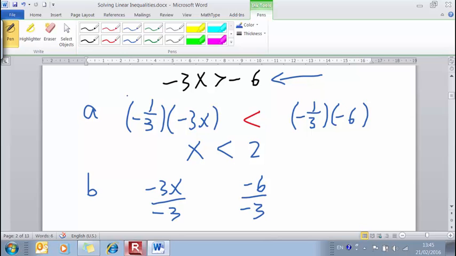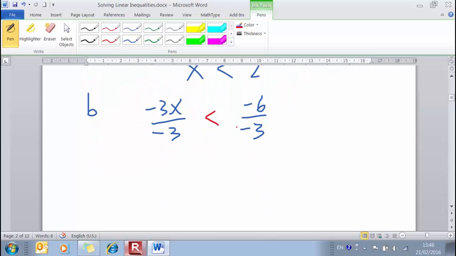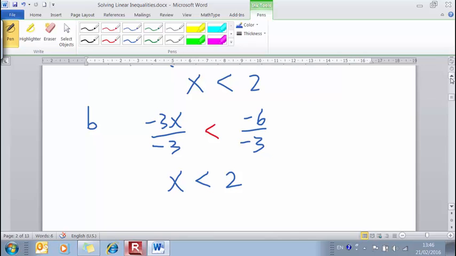And now we shall flip the inequality sign, become less than. And then we simplify. Now, negative 3 divided by negative 3, we have a positive 1, and the left hand side becomes x. On the right, we have 2. Now, once again, we see that both methods give us the same solution, which is x less than 2. Therefore, do remember to flip the inequality sign when you multiply or divide by a negative number.